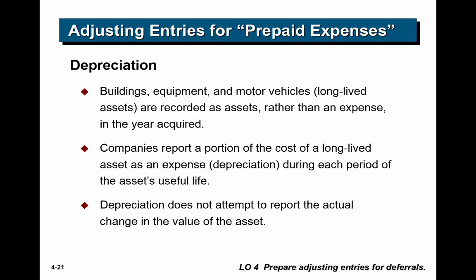It's going to look like that asset only generated value for me for that 1 month. Instead, what we do is we divide up the value of the building over its useful life. And then we take an expense or use up the asset over its life. All right. This last bullet point at the bottom is an important one. It says depreciation does not attempt to report the actual change in the value of the asset. In other words, we don't know if the building is growing in value or decreasing in value. We just have to claim an expense for a portion of the asset's value, and we spread that expense out over the asset's life.